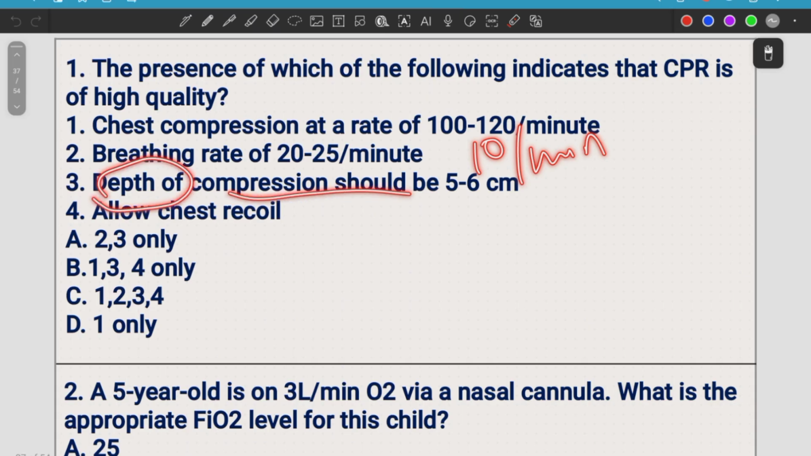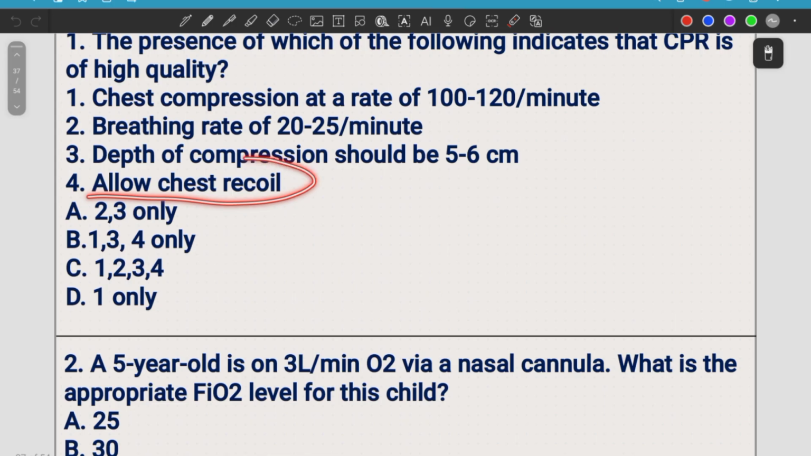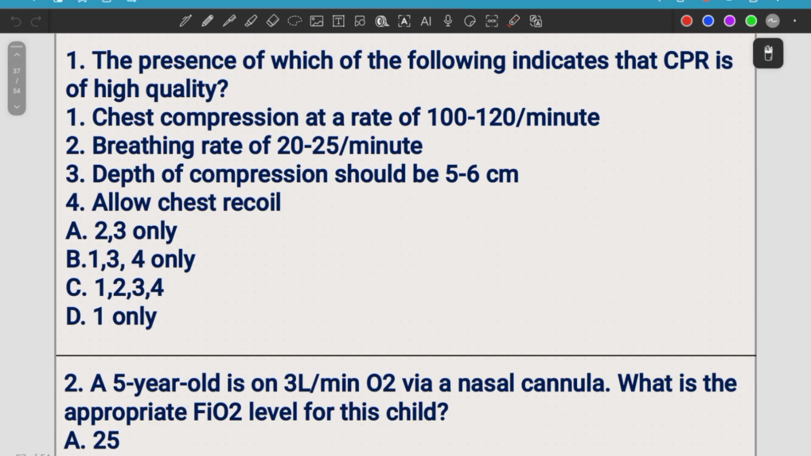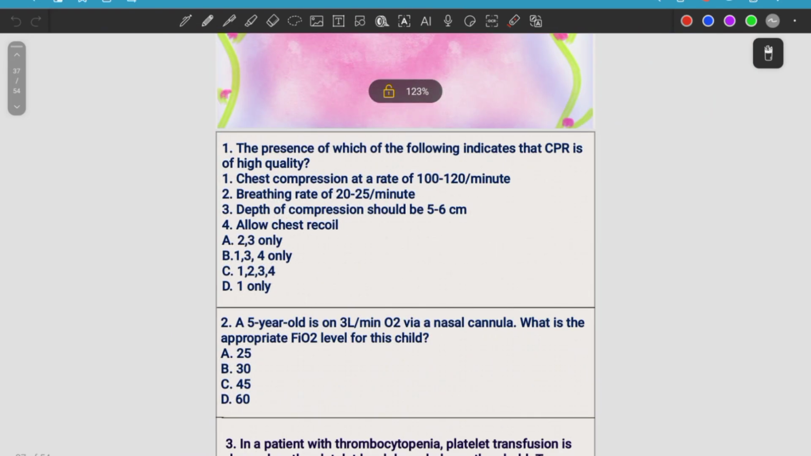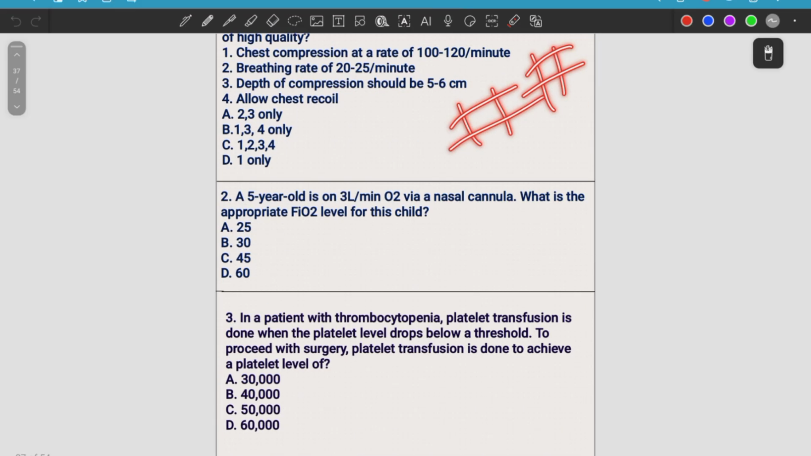Depth of the compression should be 5 to 6 centimeter. Allow full recoil. Yes, obviously 4 should be there in the answer. So 1 should be there. 1, 3 and 4. 2 is not the answer. This is a repeated question and a very important question.